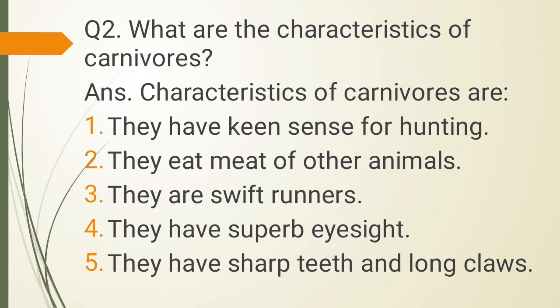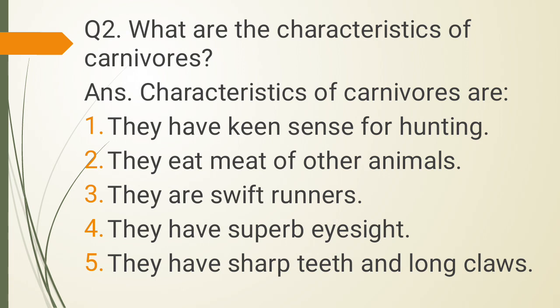And number 4 is, they have superb eyesight. Their eyesight is so good that they can watch their target from very far away. They have a very good sense of smell, very good eyesight, and they are very swift runners. So these are the key important characteristics of a carnivore.